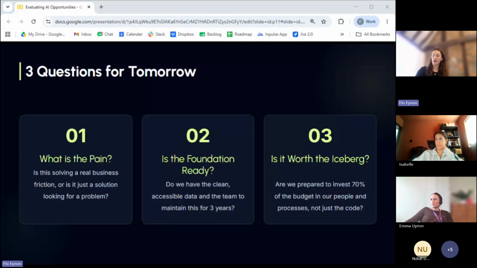That leads us on to the third question, which is, is it worth the iceberg? Are we prepared to fund the work below the surface? Engineering, data, quality assurance, training, and will that value remain high enough once all of those costs are included to make this worth the investment? That looks back at the framework we looked at earlier. That allows us to distinguish between something that's technically possible and something that's actually strategically worthwhile.